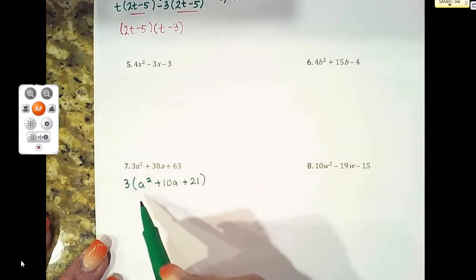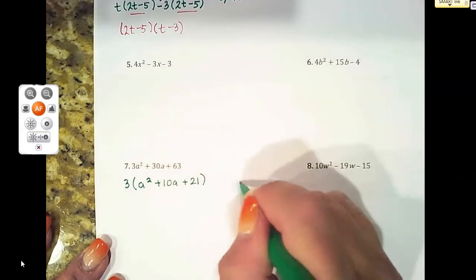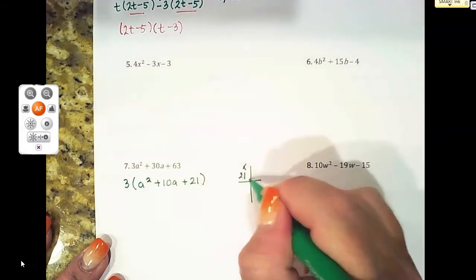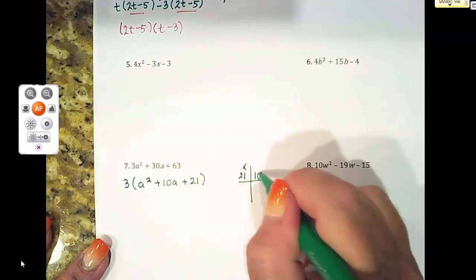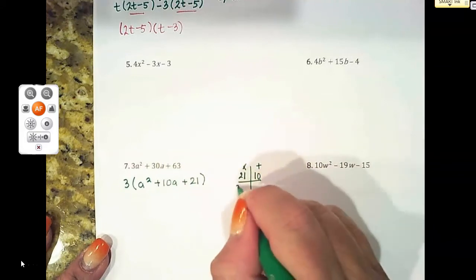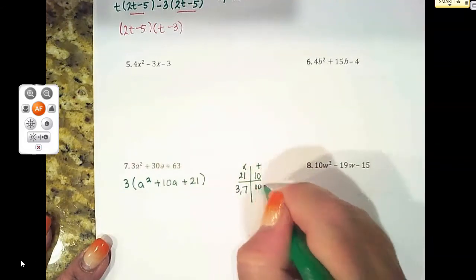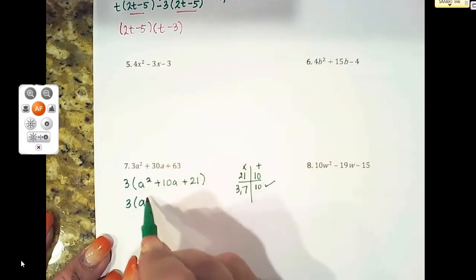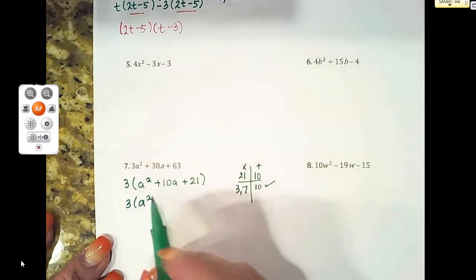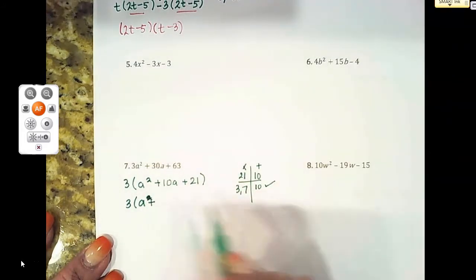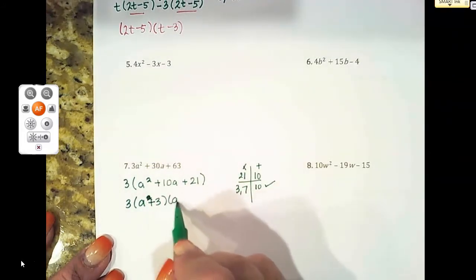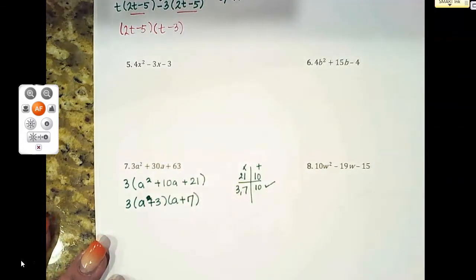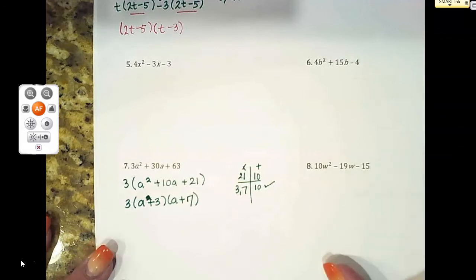It's been factored out. So now I can use just a regular factoring method where I want two things that multiply to equal c that add up to be b. So 3 times 7 is 21, and that adds up to 10. So here I go. I've got 3 times, not a squared, just a plus 3 and a plus 7. That doesn't always happen.